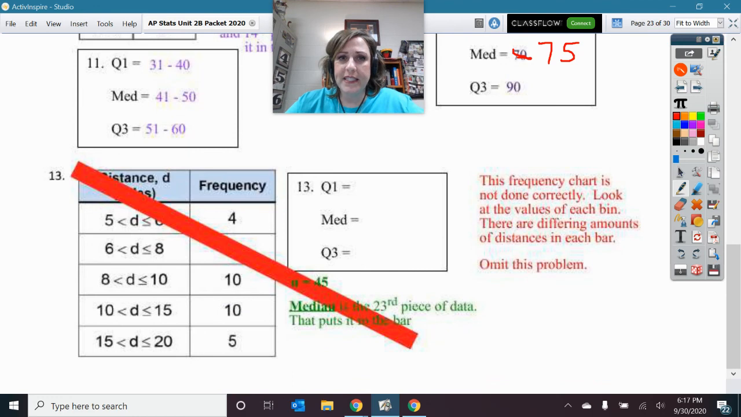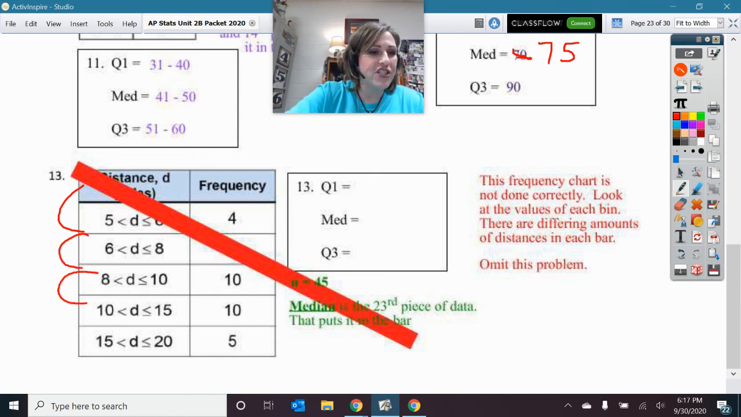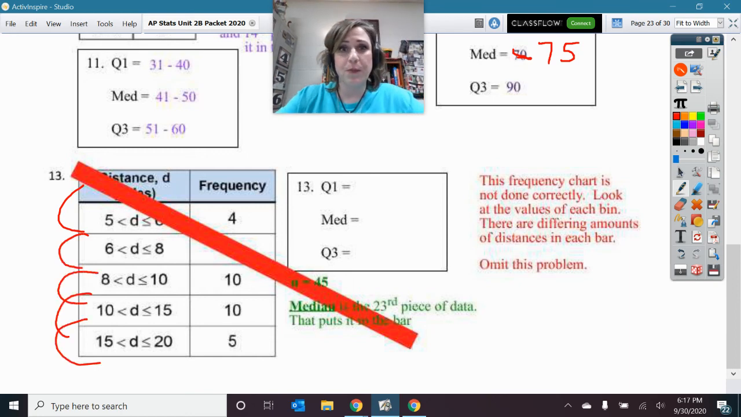All right. We did talk in class how this needed to be omitted because we saw that these bins are different ranges. And so that's just not a properly drawn frequency chart.